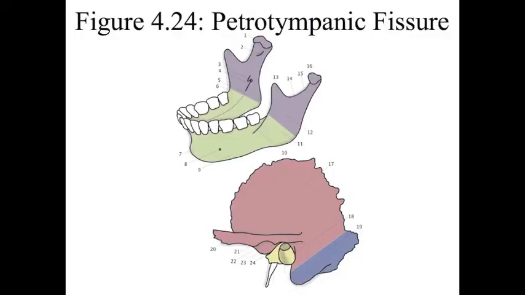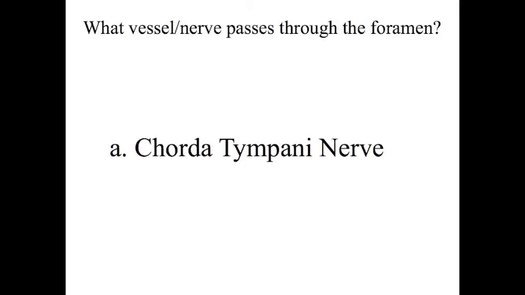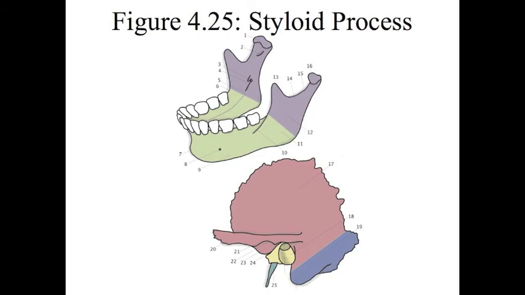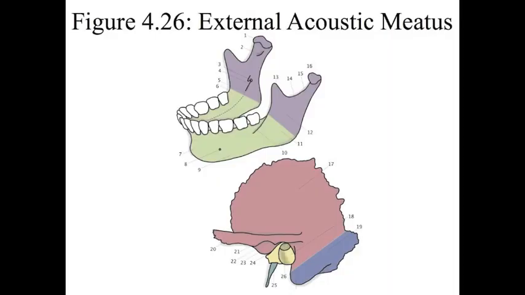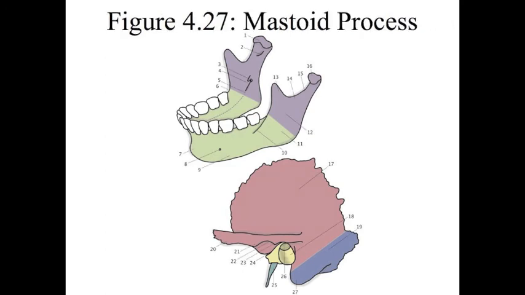Number 24 is the petrotympanic fissure. This small fissure is where the chorda tympani nerve comes out. Remember that one because we're going to talk a lot about the chorda tympani. Number 25 is the styloid process. Easy to remember because it looks like a stylus. Number 26 is the external acoustic meatus. And number 27 is the mastoid process.